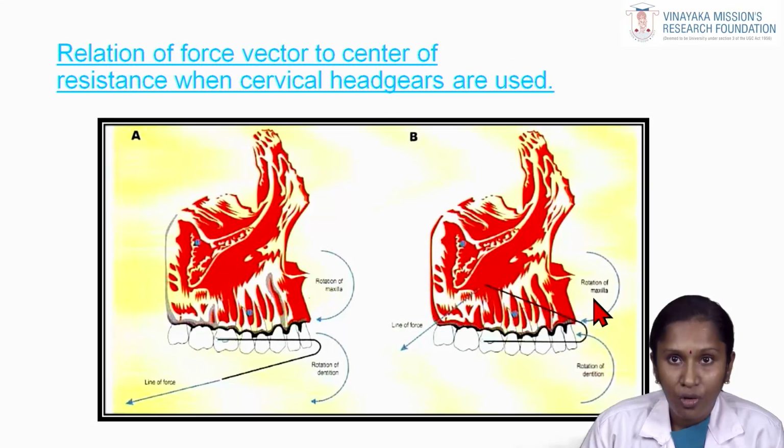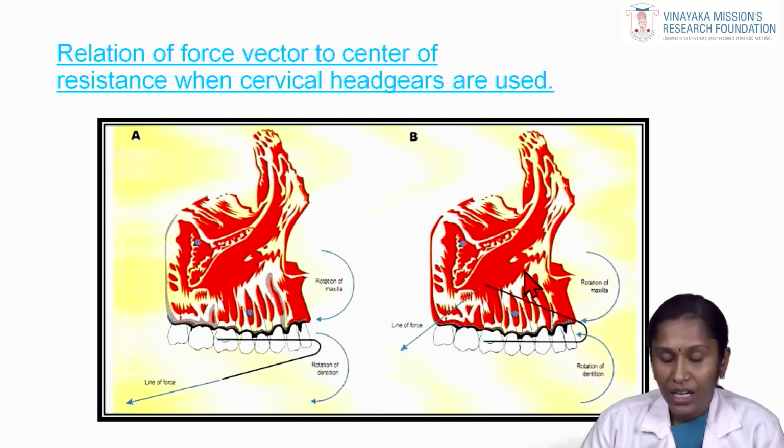Coming to relation of force vector to center of resistance when cervical headgears are used. Here the line of force passes below the center of resistance of both maxilla and the dentition. This produces the clockwise rotation of maxilla as well as the dentition. In this diagram, you can see the line of force passes below the center of resistance of the maxilla and above that of the dentition. This produces clockwise rotation of the maxilla and the anti-clockwise rotation of the dentition.